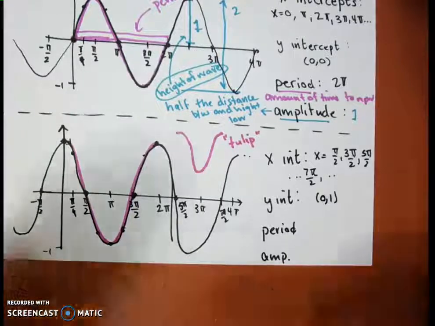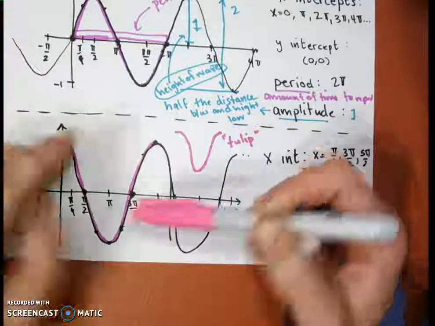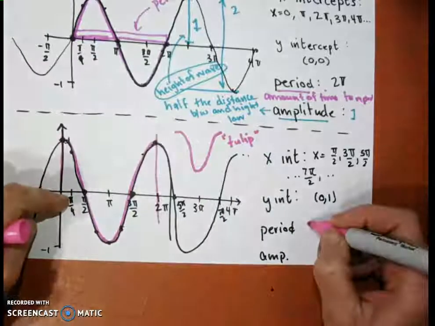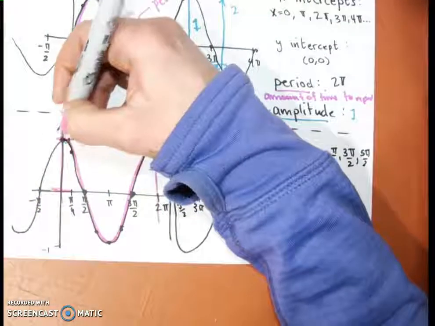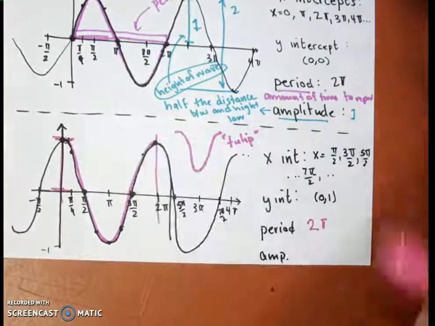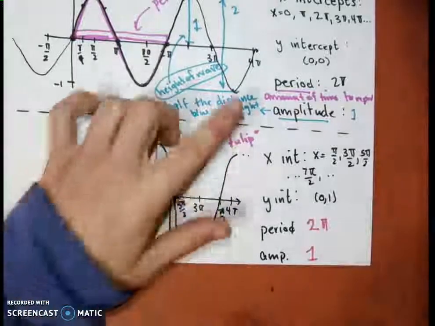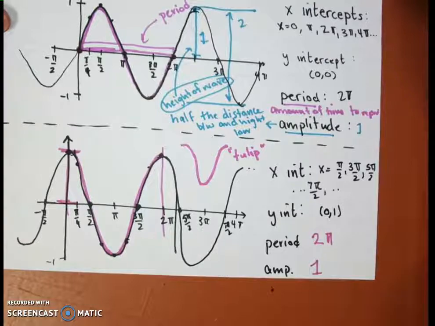But again, we take this tulip, we repeat it, starting at 2 pi. That's where we start repeating. So the period, again, is 2 pi. The amplitude is the height of our wave. So it goes from -1 to 1, which means the amplitude is 1. So for both of these functions, the period and amplitude were 1.